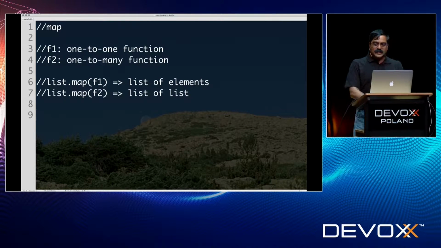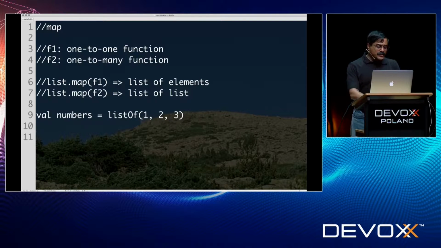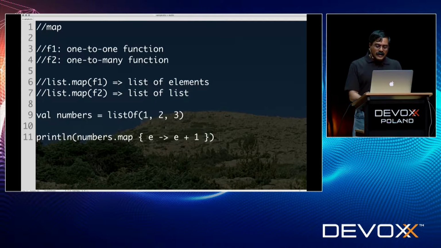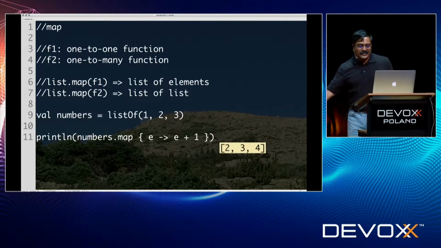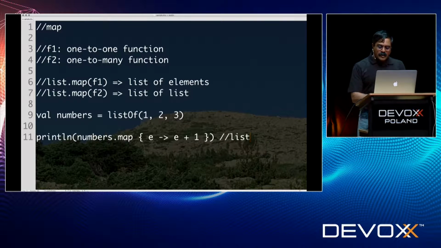So let's go ahead and say we have a list of numbers. So we'll say numbers is equal to, let's say, list of 1, 2, 3. Now I want to say output numbers.map. Given an element, I'm going to say return element plus 1. So this is a one-to-one function. Given e, give me e plus 1. So that's very easy to see. You just got a list as a response. So what is the output? It's a list. So list to a list.